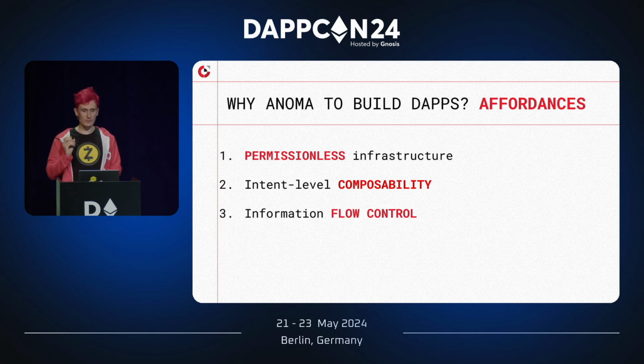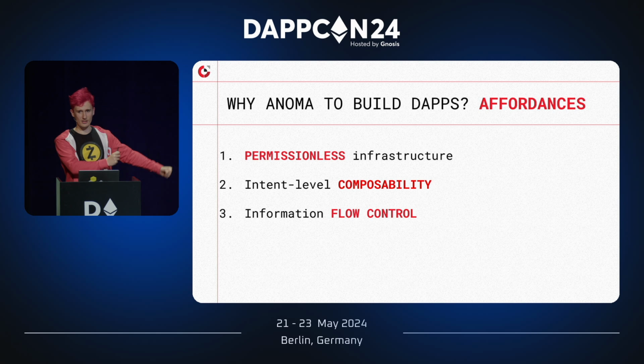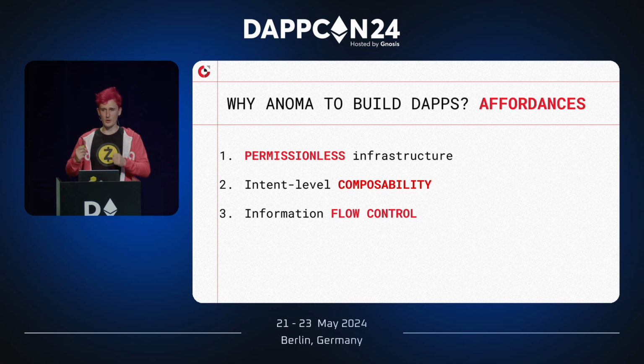And you get intent machine composability, which means that you can treat many different networks, many different rollups, for example, as a single intent machine, even though under the hood, they're composed of many separate intent machines.